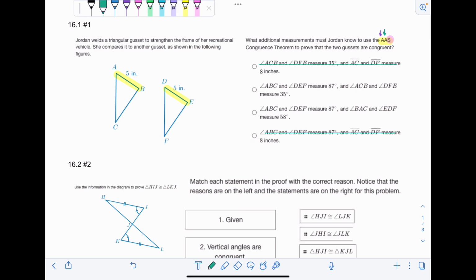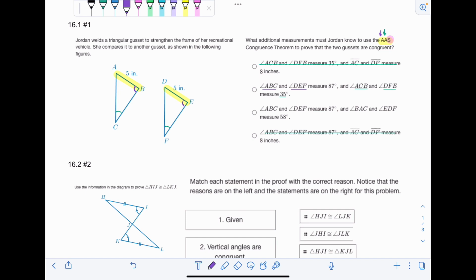So now between the two options that are remaining, the first one says that angle ABC, which would be this angle right here, and angle DEF, which would be this one right here, measure 87 degrees. Remember that when you're writing angles, the vertex of the angle goes in the middle, so that's why B and E were the vertices. And then the second part of that answer says the angle ACB, which is this angle, and then angle DFE, which is this angle, measure 35 degrees.